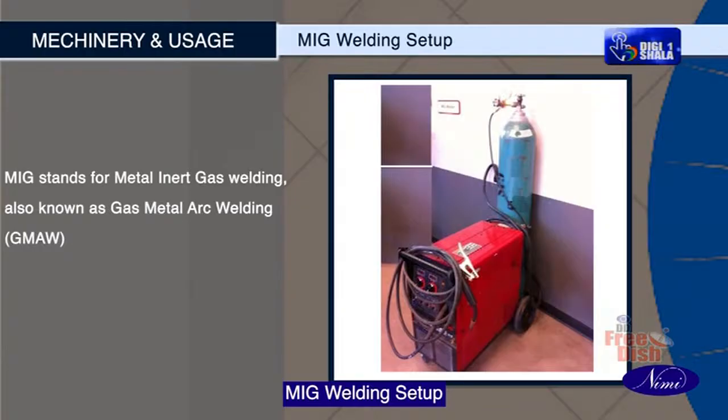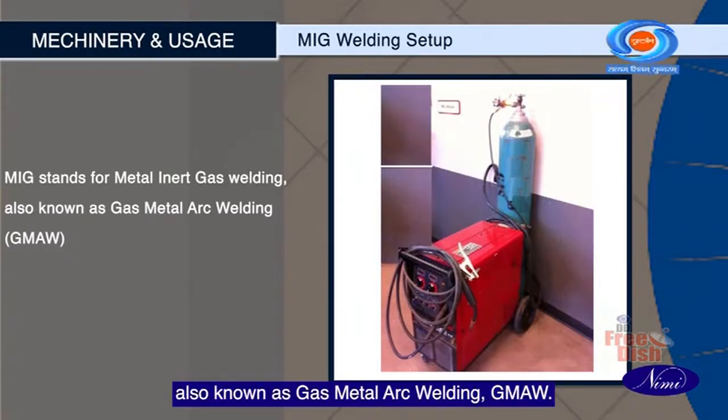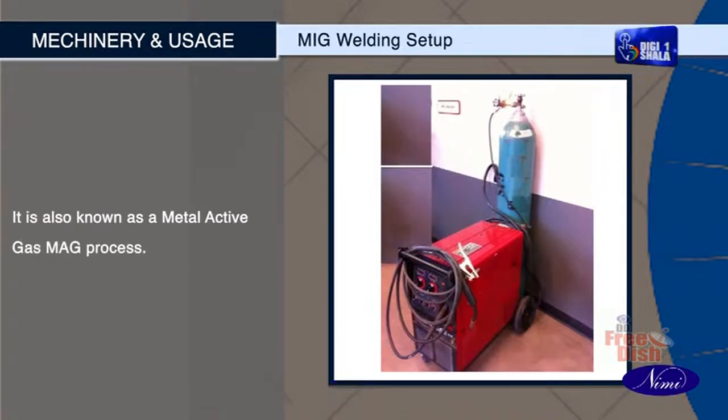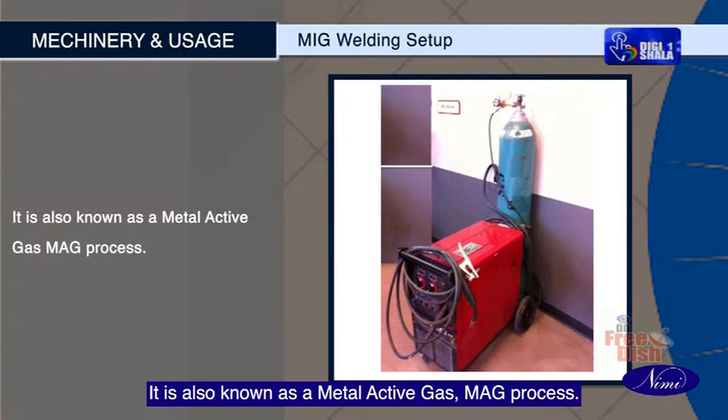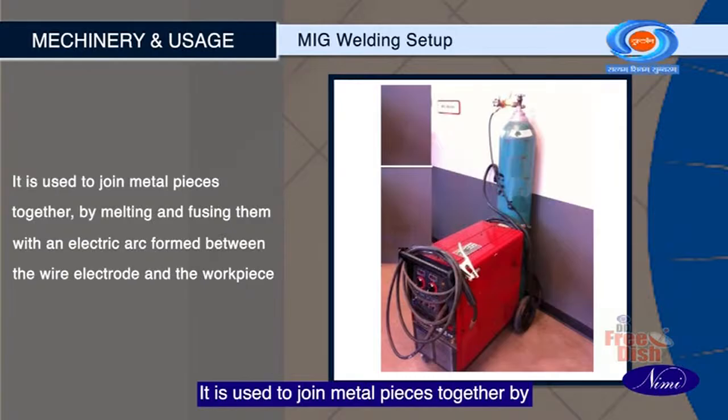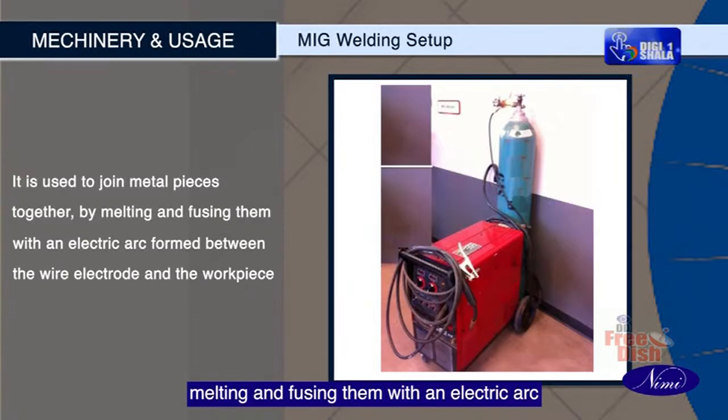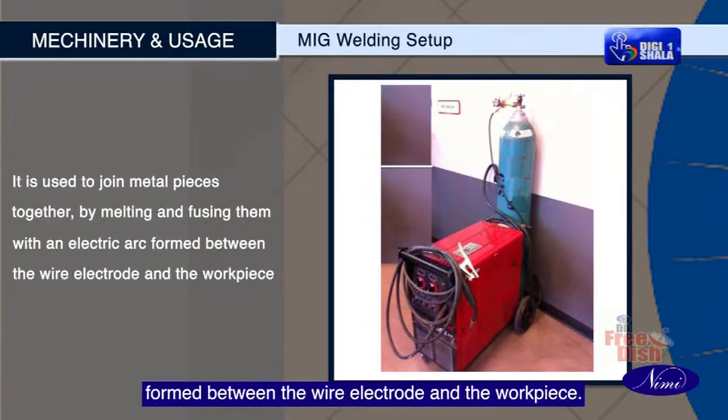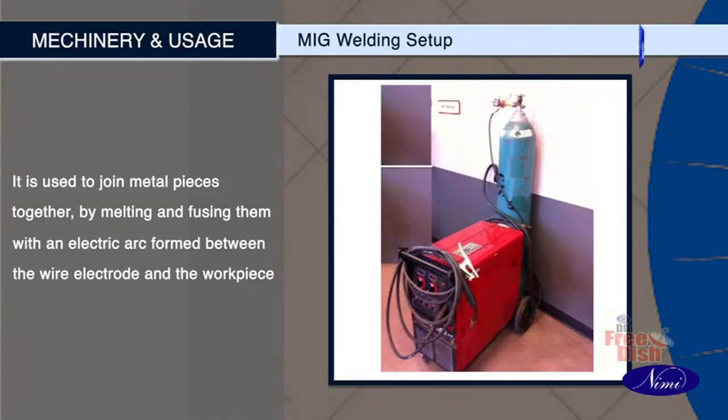MIG welding setup. MIG stands for Metal Inert Gas Welding, also known as Gas Metal Arc Welding, GMAW. It is also known as a Metal Active Gas, MAG process. It is used to join metal pieces together by melting and fusing them with an electric arc formed between the wire electrode and the workpiece.